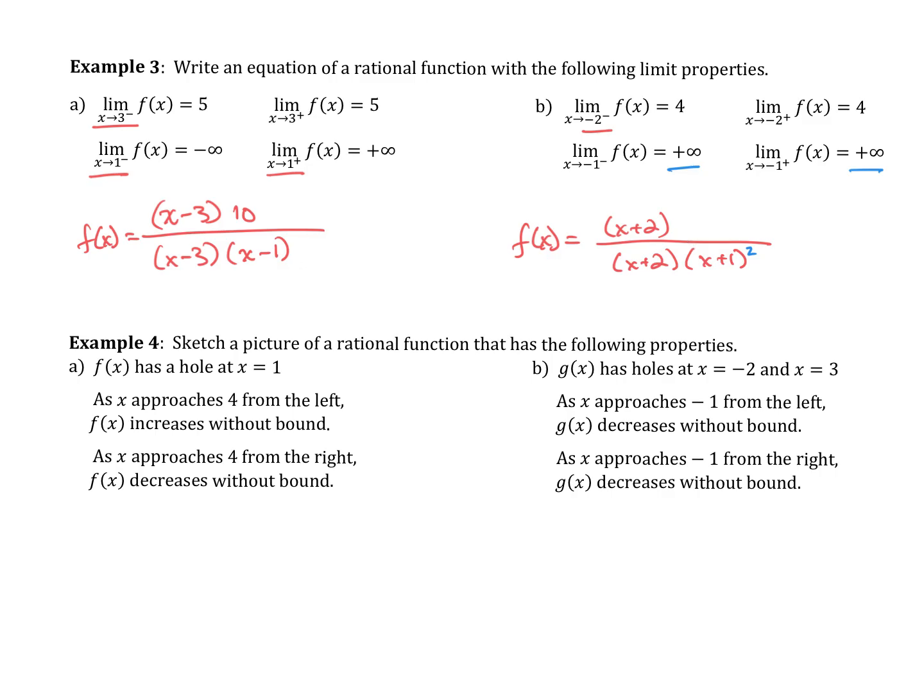But now let's talk about its hole. And so again, if I cancel out my simpler function, if I cancel out this x plus 2, if I substitute in negative 2, what do I get in my denominator? 1. I get 1 in my denominator. So what do I want in my numerator? What divided by 1 is going to equal 4? 4. And so that's why I have 4 up top. All right, let's look at example 4 now.